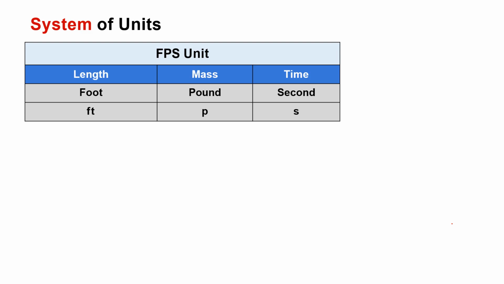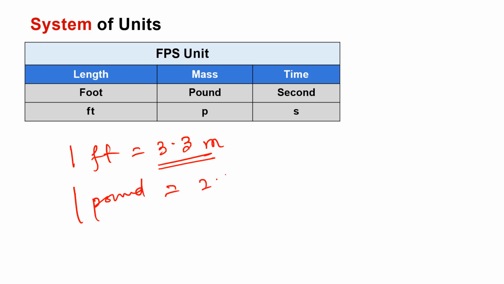FPS unit. That means in FPS, the length is measured in foot, the mass is measured in pound, and time is measured in second. Now you should remember one thing, that 1 foot is equal to 3.3 meter approximately. 1 pound is equal to 2.2 kg. The conversions are essential. Sometimes for 1 mark questions they can also be asked. Okay, what types of questions may be asked in your exam? I will obviously discuss in the group.